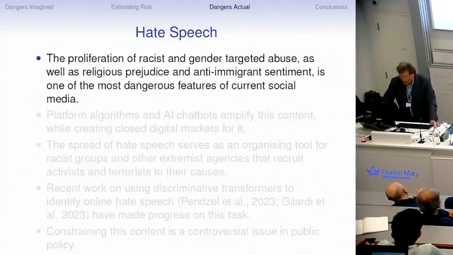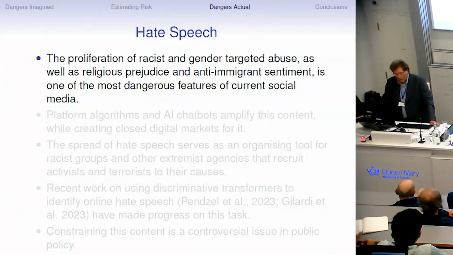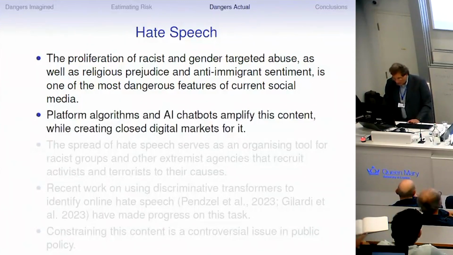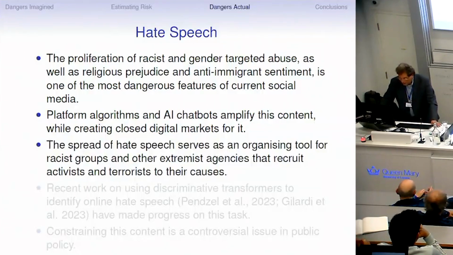An additional problem is hate speech. The proliferation of racist and gender-targeted abuse, as well as religious prejudice and anti-immigrant sentiment, is one of the most dangerous features of the current social media. How does that connect with AI? Well, the platform algorithms and the AI chatbots that are part of the social media platforms are amplifying this content for profit in order to create closed digital markets for it. The spread of hate speech becomes an organizing tool for racist groups, extremists, and terrorists of all variety. It's a terrible threat. We don't necessarily see it here amongst us, but it's all over.